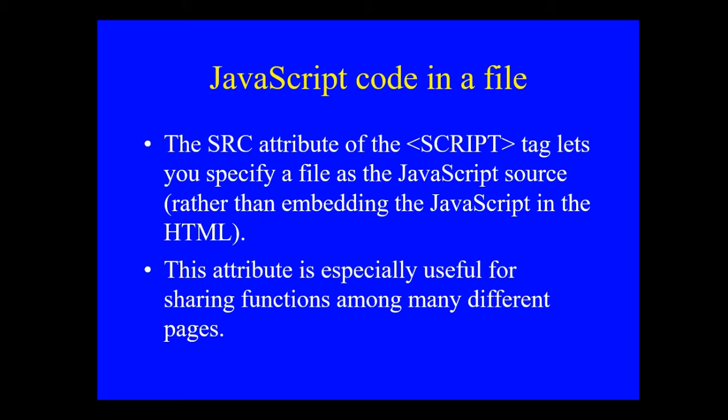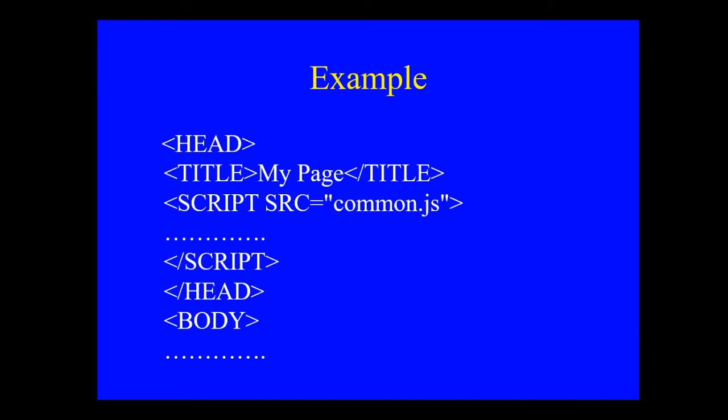JavaScript code in a file. The src attribute of the script tag lets you specify a file as the JavaScript source rather than embedding the JavaScript in the HTML. This attribute is especially useful for sharing functions among many different pages. We have here the example: head, title, my page title, script src equals common.js, /script, /head, body.